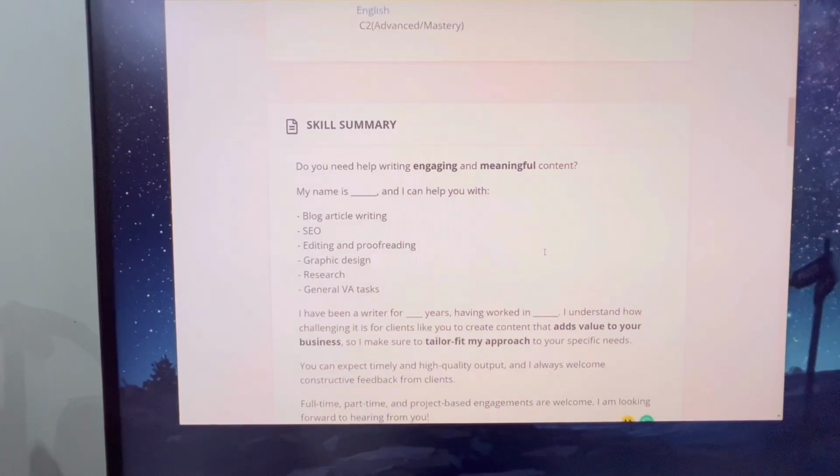Like for example, you're applying for a job post for a chemistry tutor and you're a chemistry major. So that's gonna be plus points, right? Then go ahead and mention it. But otherwise, you don't really have to put it on your bio.